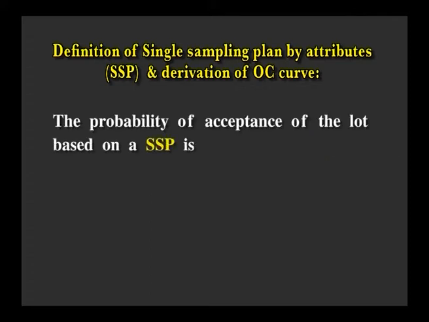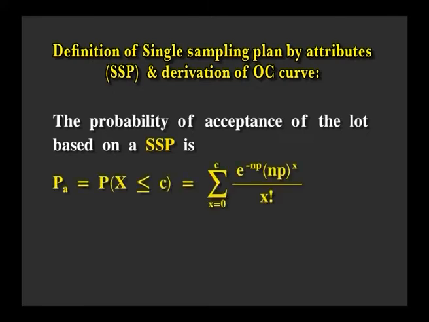Then the probability of acceptance of the lot based on the single sampling plan is given by P(A) = probability of x less than or equal to C, that is equal to the summation from 0 to C of e^(-np) (np)^x / x!, because up to the number of defectives C we are going to accept the lot.